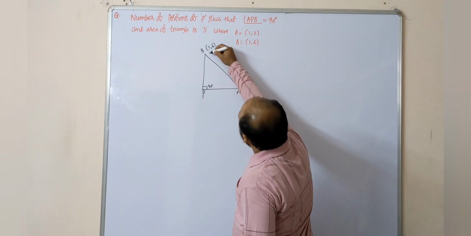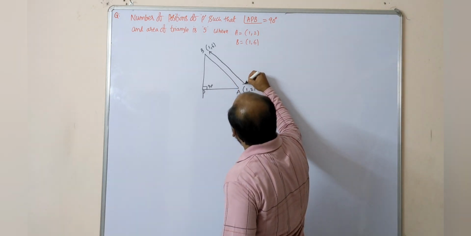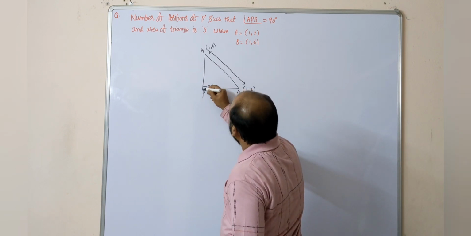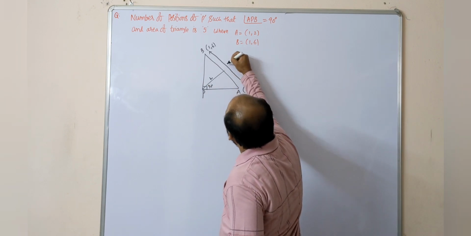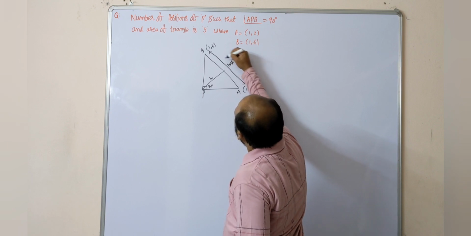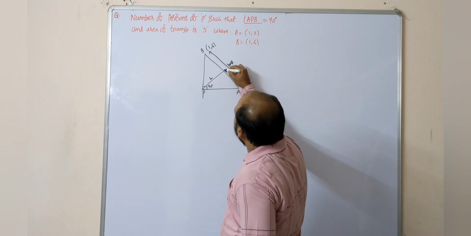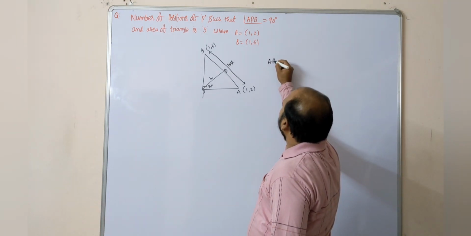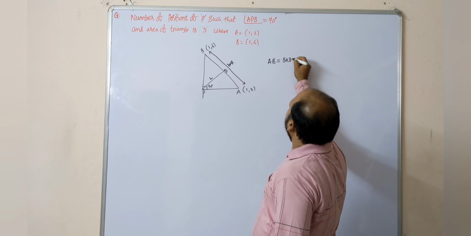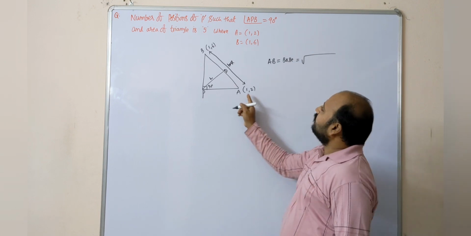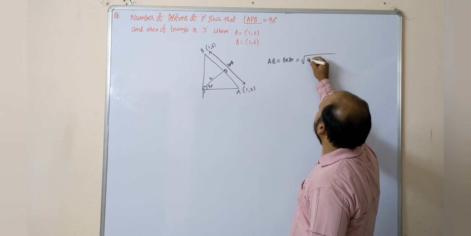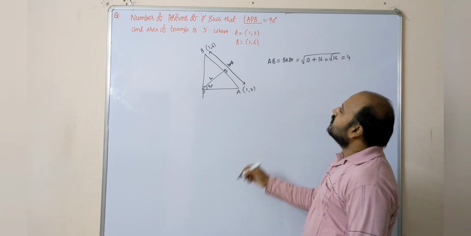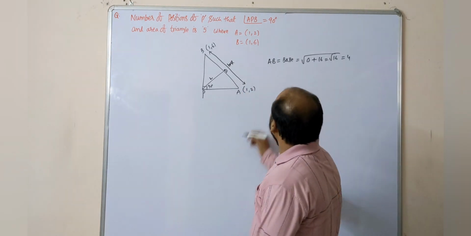After that, calculate the distance between these two. Whenever it is a triangle, this is the base and this is the height. So PD is the height. AB is equal to the base, that is equal to square root of (1 minus 1) squared plus (6 minus 2) whole squared. So that is root 16, equal to 4. So the base is 4. Height we don't know.